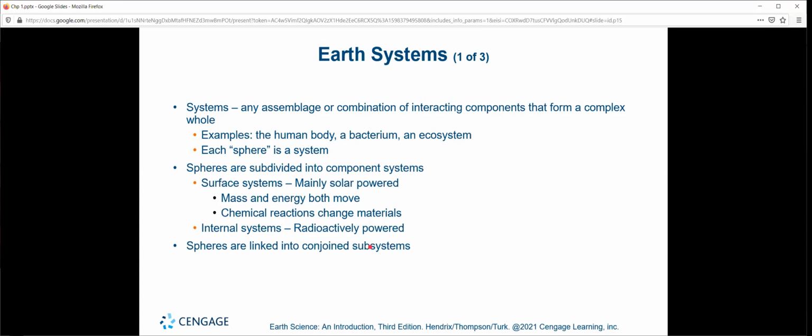You can divide a sphere into a system, and likewise, this is a way we can use to provide context to what we talk about. Spheres are subdivided into component systems. For example, the surface systems are mainly solar powered. Where do you think plants get the energy to grow? From the sun, right? Mass and energy move around, and this would be a system within the spheres that we're talking about, the water cycle, things along those lines. Terminology, more or less, right?